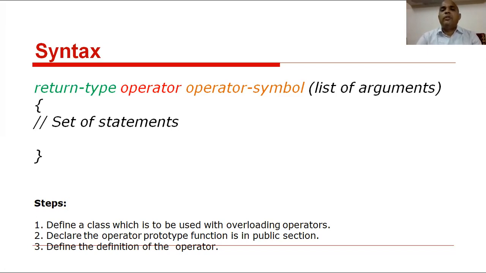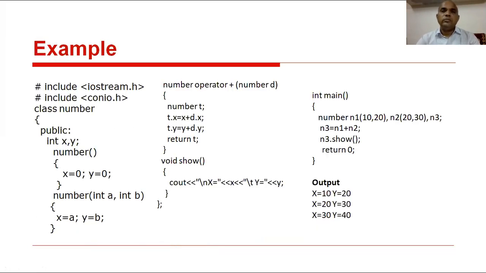Next, define the definition of the operator. In this syntax, here we should define the operator: return type integer, operator plus, and a list of arguments. Clear all of you? Then a set of statements, then close. This is an example program.